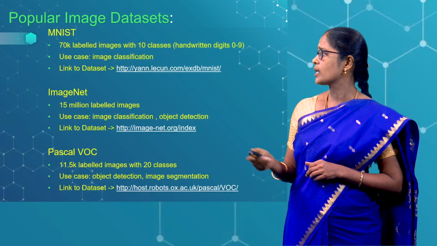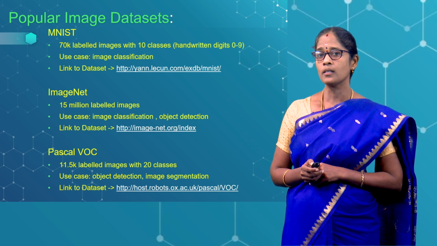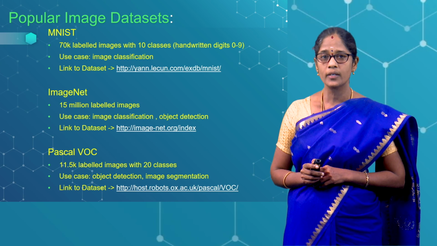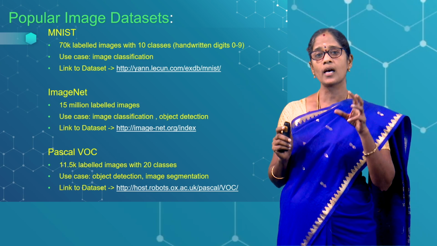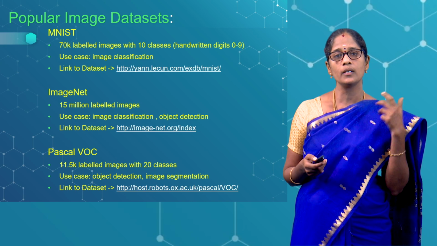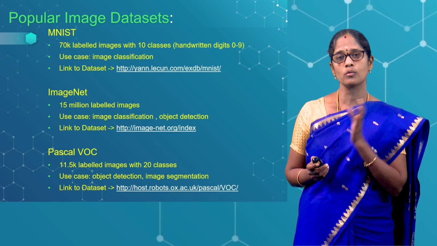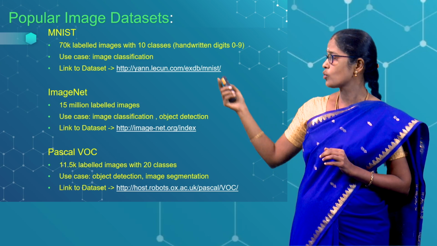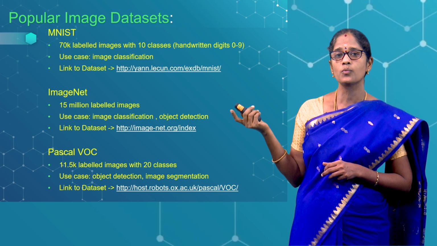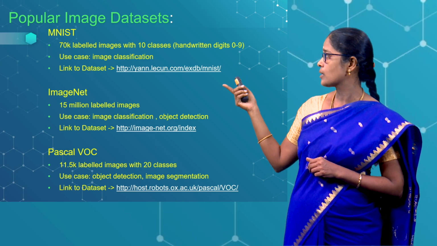So, moving on to the other popular image data sets, we have the MNIST data set, where some 70,000 labeled images are there with 10 different classes, and this data set has handwritten pictures of 0 to 9. So, if you want to work with numbers from 0 to 9, here different patterns and styles of writing 0 to 9 are given in this data set, and with this we can do image classification of handwritten digit scripts.